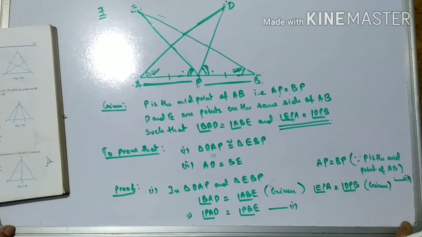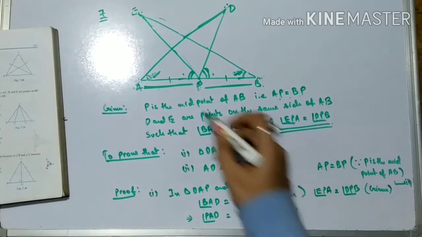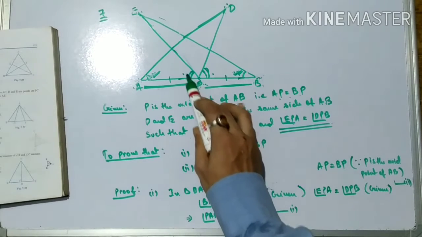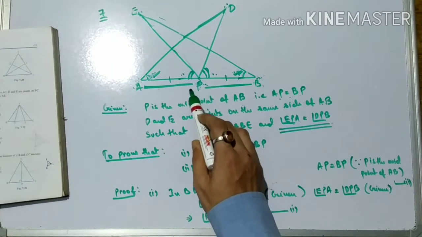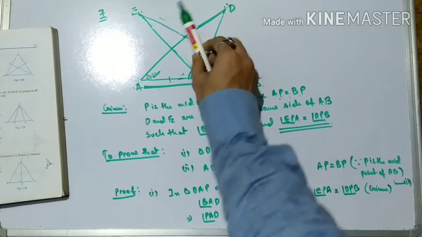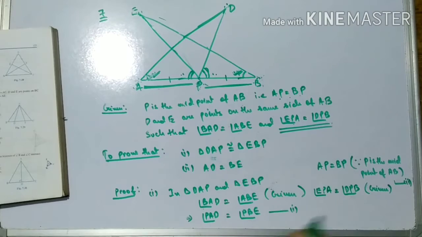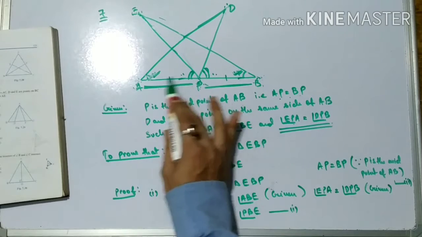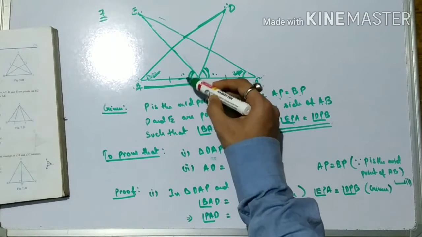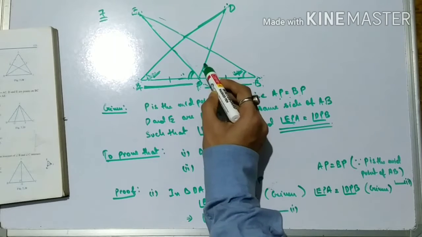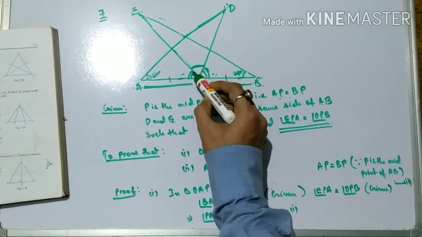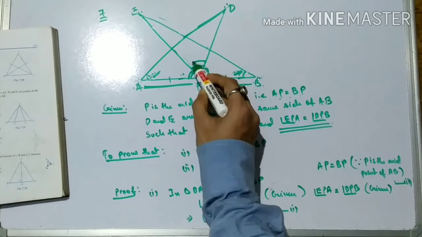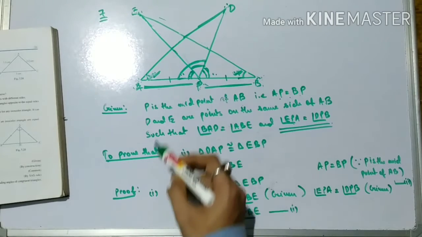Okay, so now what I will do: this angle is equal to this angle, I said; this side is equal to this side, I said; and this angle equals this angle, I said. These two triangles I will have to prove congruent. This is EPA, this angle. Now if I add this angle to it, what will I get? This whole angle I will get.